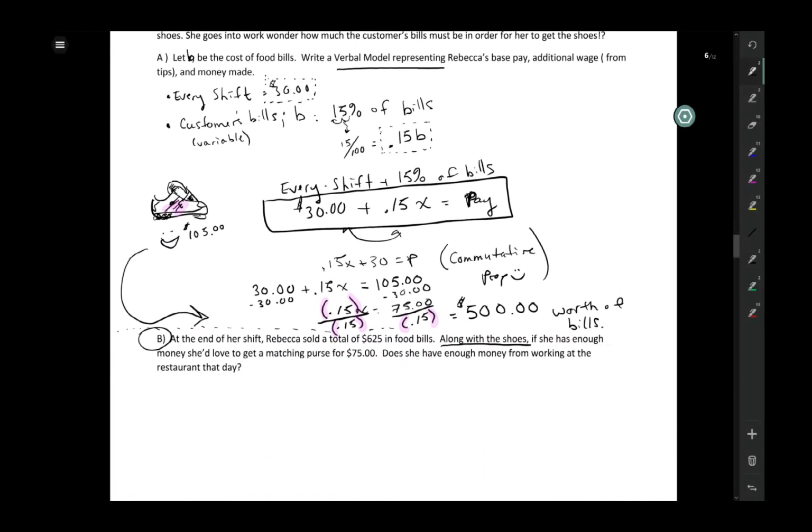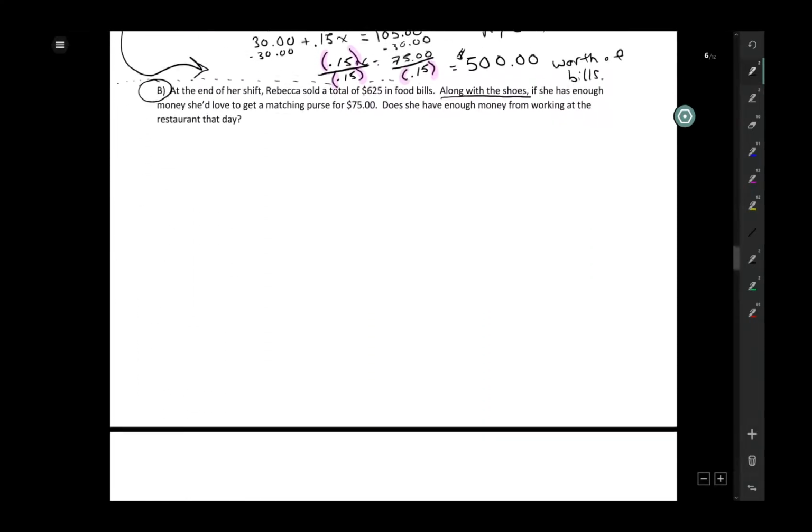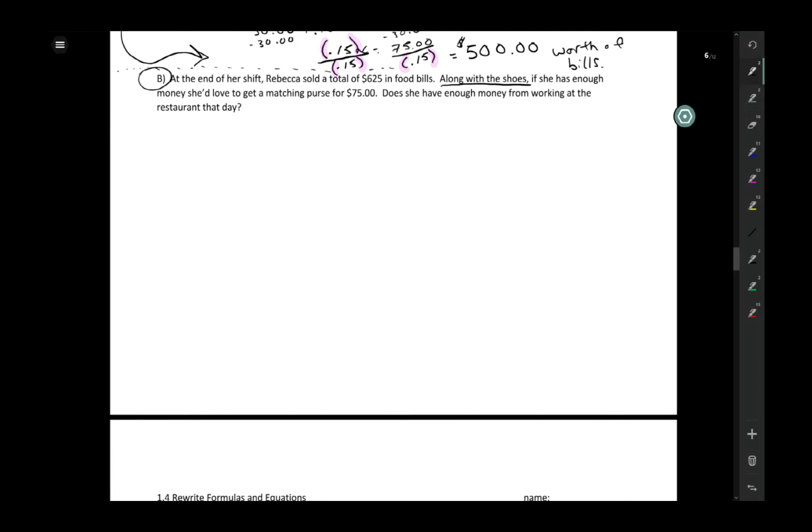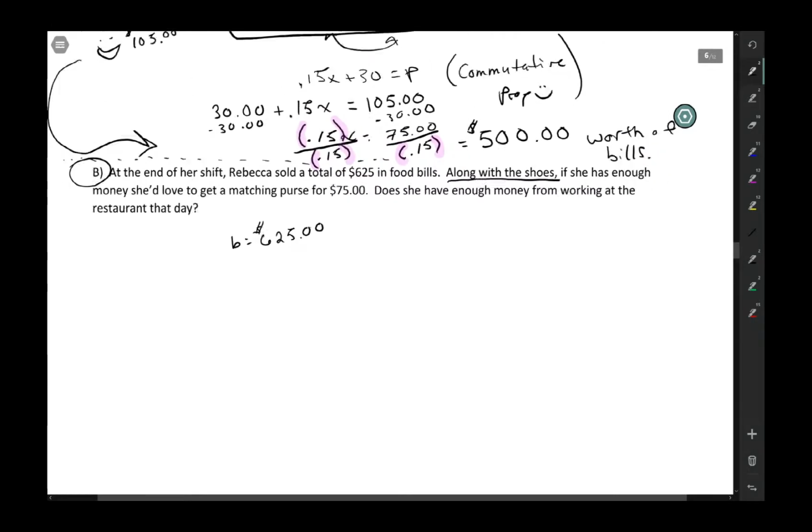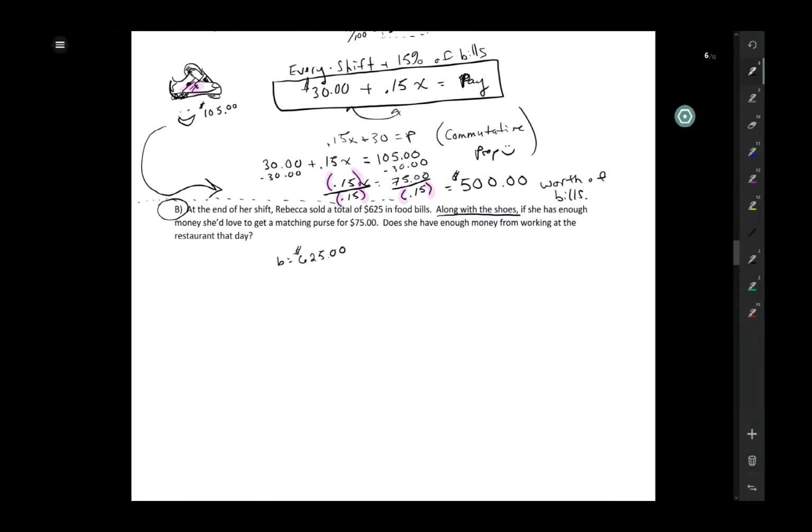Rebecca and her shoes. End of her shift. Rebecca sold a total of 625. So X or B equals 625. Along with the shoes, does she have enough to get a matching purse? So, oh my, what happened here? I'm sorry. Okay, along with the shoes.